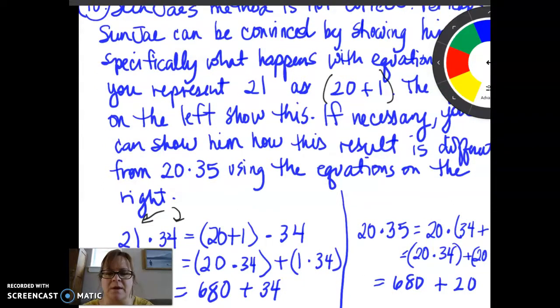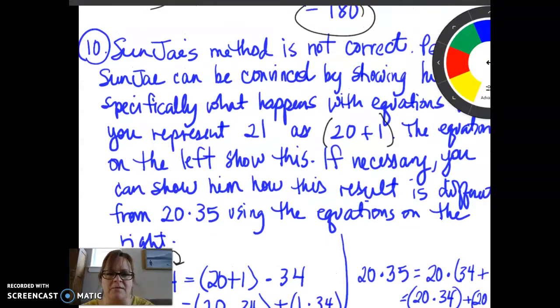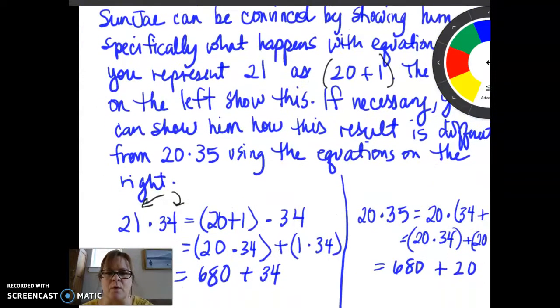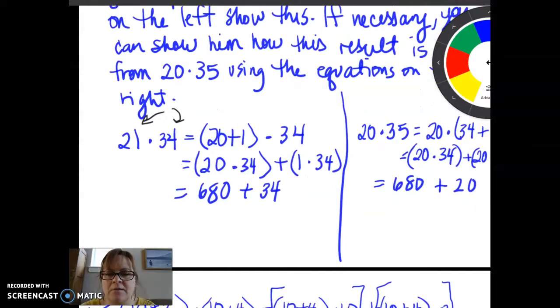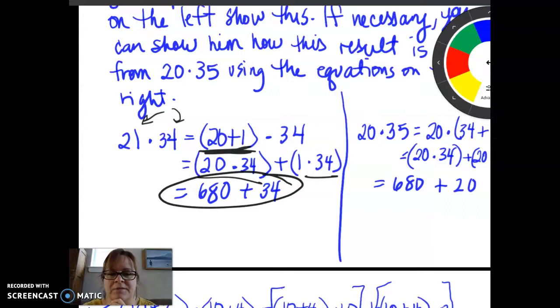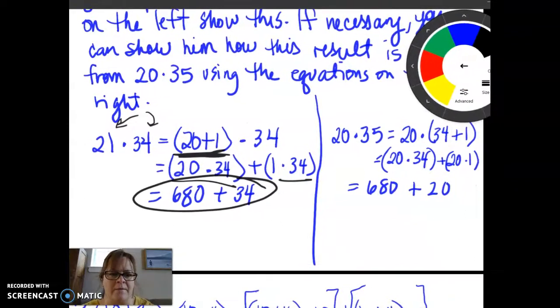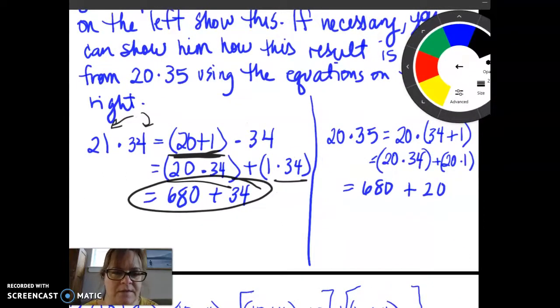We're going to think of 21 as 20 plus 1, and then we're going to distribute the 34 to the 20 and the 1. So take a look at how I did that. So this is our 21, and now we have 34 groups of 20 and 1. So we have 34 groups of 20 and 34 groups of 1. So we have 680 plus 34.